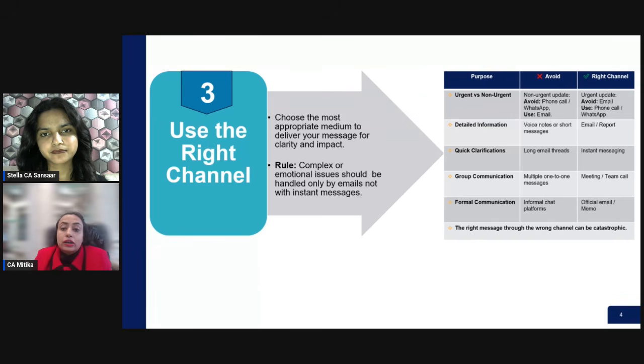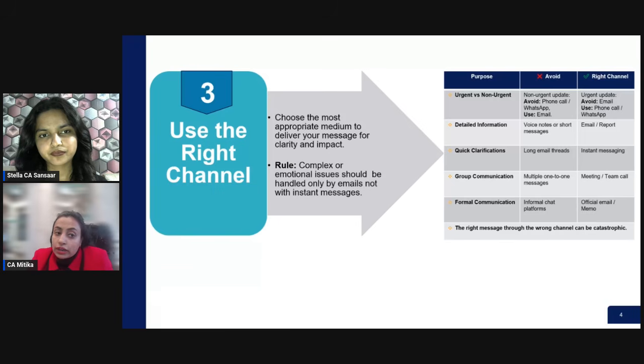Suppose we are to give any quick clarifications. How do we do that? Instant messaging, obviously. And what to avoid? Long emails. Now, during a group communication, what is to be avoided? Multiple one-to-one messages. What should be the right channel? It should be a meeting call or a team call. Now, whenever we are making any formal communications, what should be avoided? Informal chat platforms. And what should be preferred? Official memos and official email.